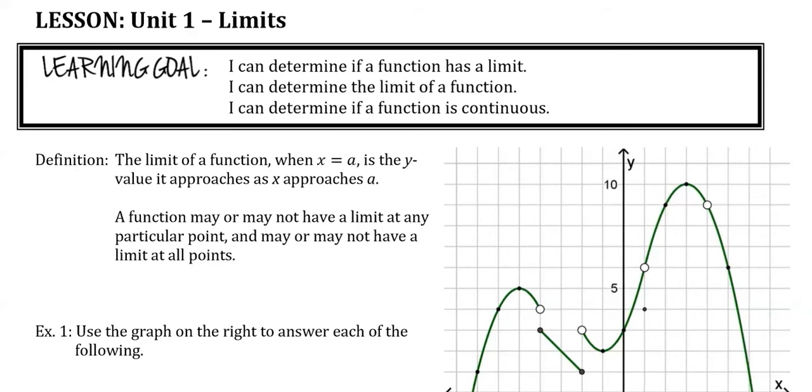So the definition goes: the limit of a function at x equals a is the y value it approaches as x approaches a. Okay, and this is what we're going to explore over the next 10 minutes or so. Now, a heads up: a function may have a limit at any particular value, or it may not. It may have a limit at all values. It may have a limit at only some values. If it had limits at no values, I don't think it would be a function, so that probably would never happen. But functions don't have limits everywhere. Sometimes they don't have one, and sometimes they do, and that's what we're exploring.